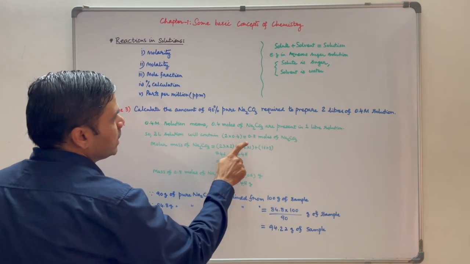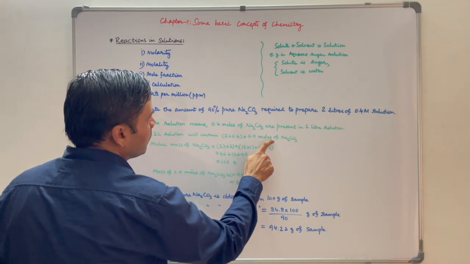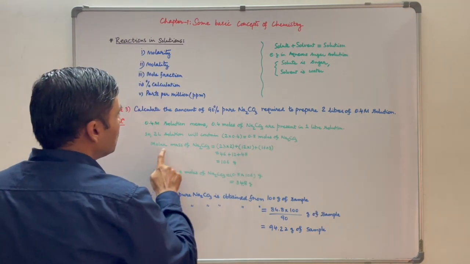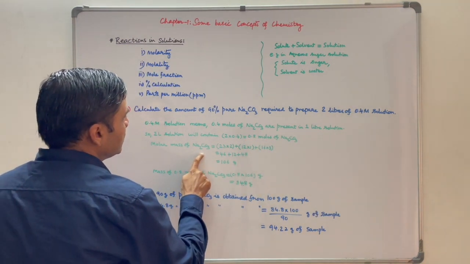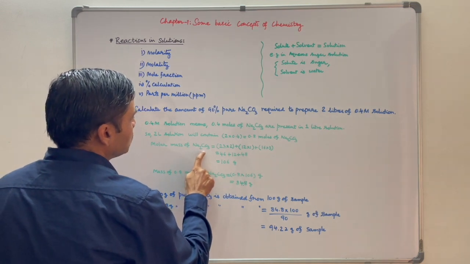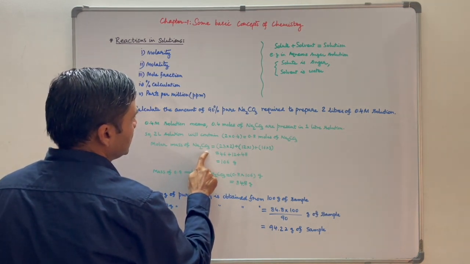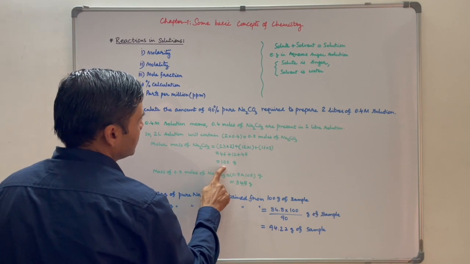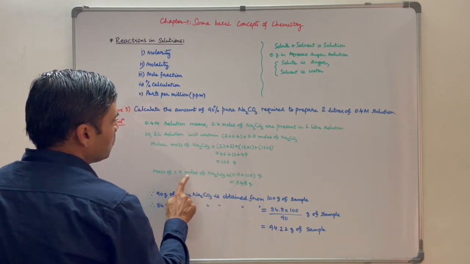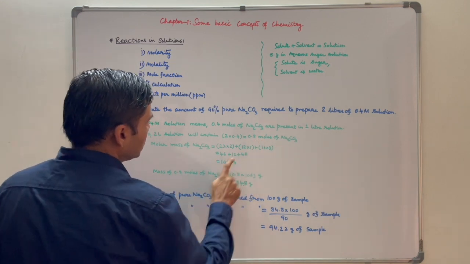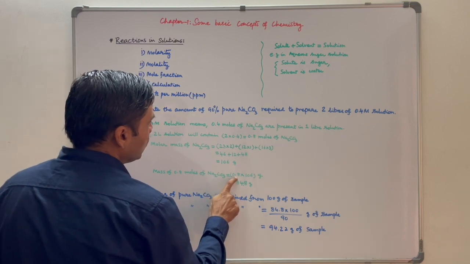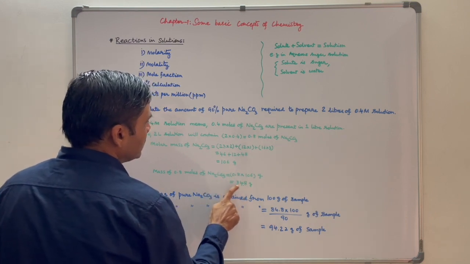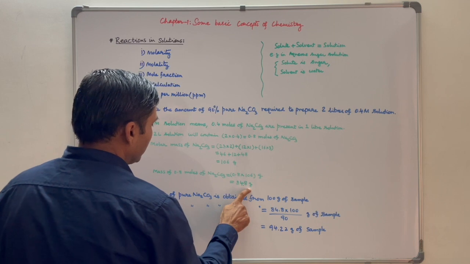Now we will calculate the mass of 0.8 moles of Na2CO3. Molar mass of Na2CO3 is 23 into 2 plus 12 into 1 plus 16 into 3. That comes out to be 106 gram. So mass of 0.8 moles of Na2CO3 will be 0.8 into molar mass 106, that is 84.8 gram.